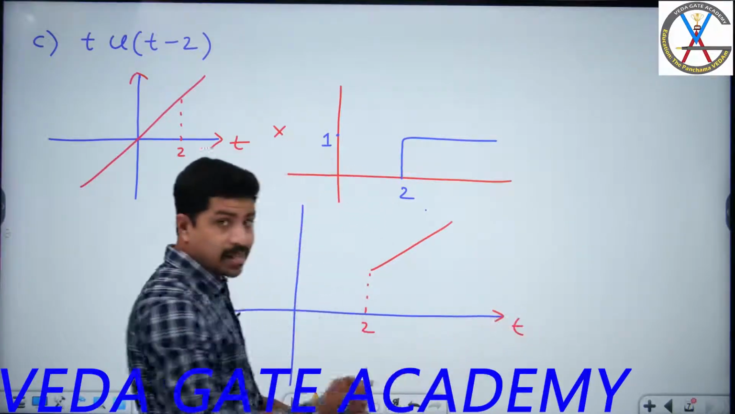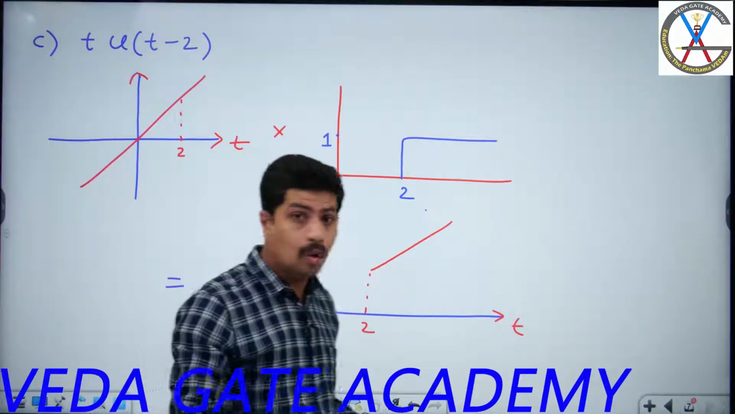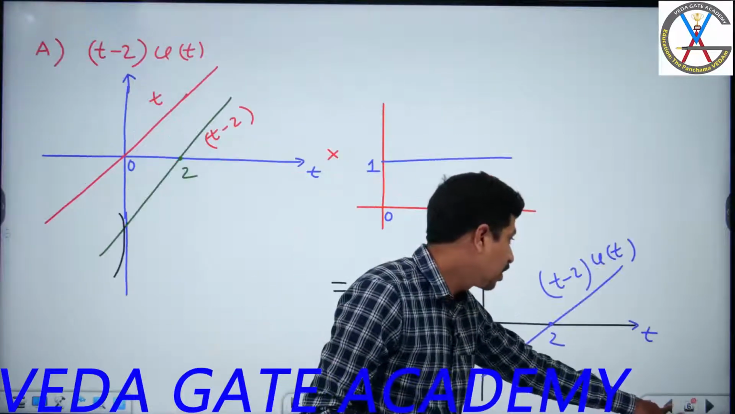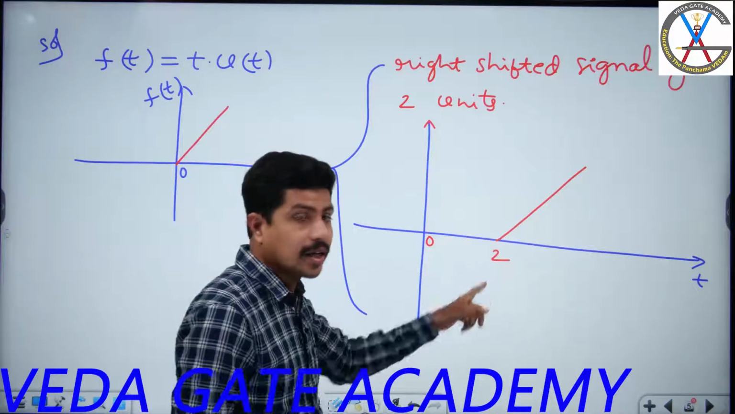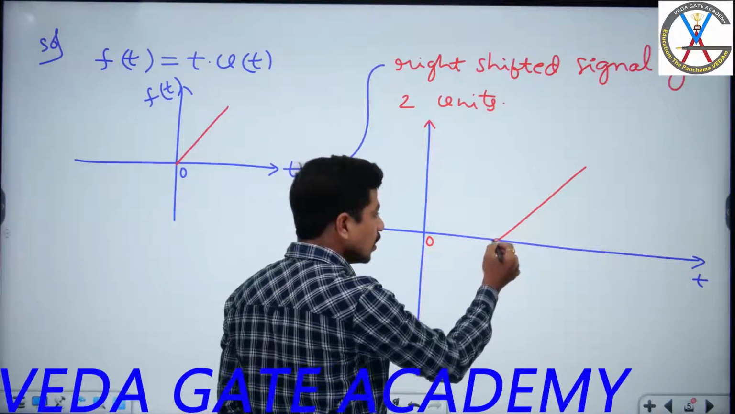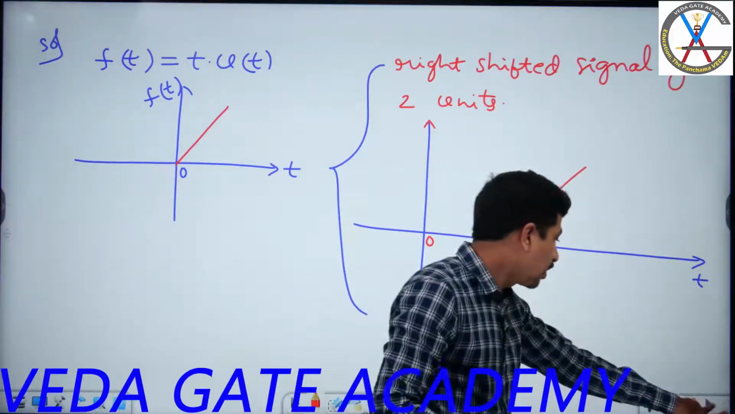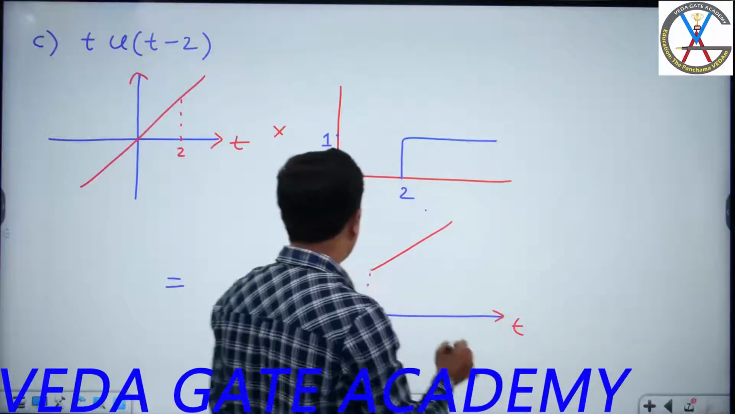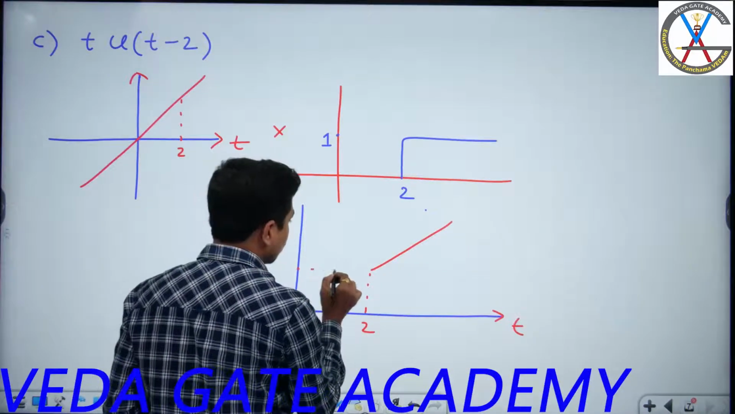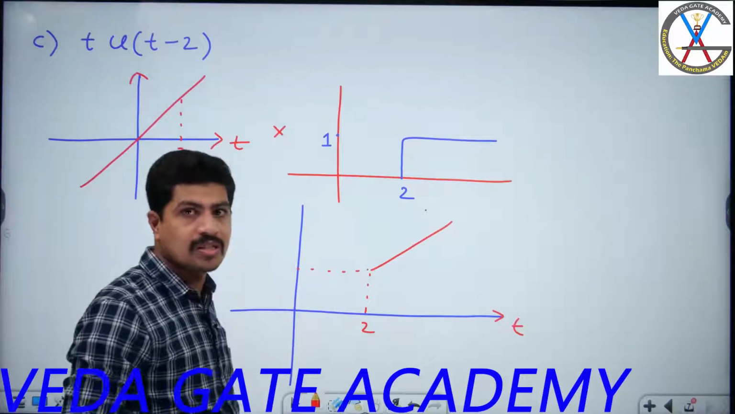Is this the same as the answer we got graphically? No. This is not correct. Observe here. This is what I have to get here. This is 0 here, at t equal to 2 it is 0, but in the required answer at t equal to 2 it is having some magnitude. Yes or not? This is wrong. Option C is also wrong.